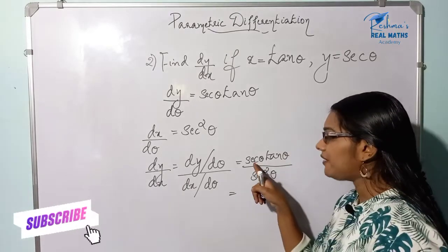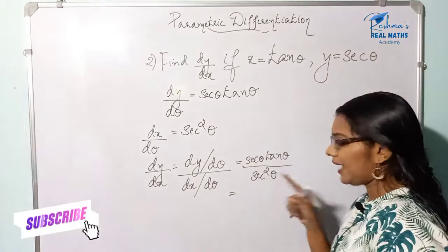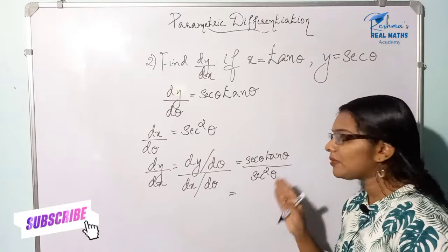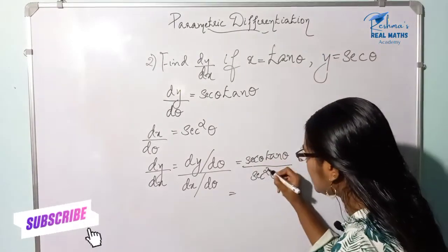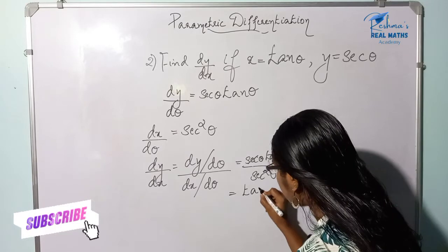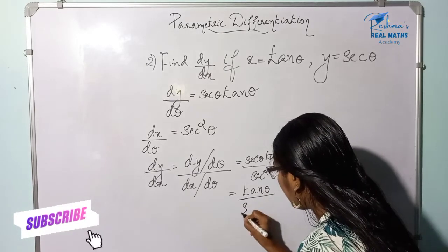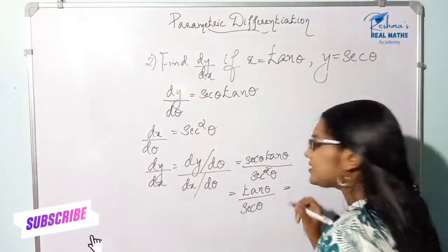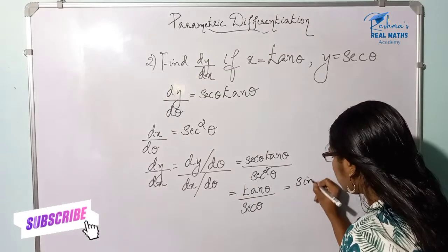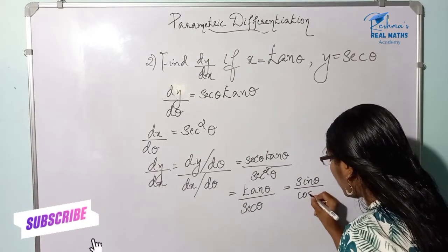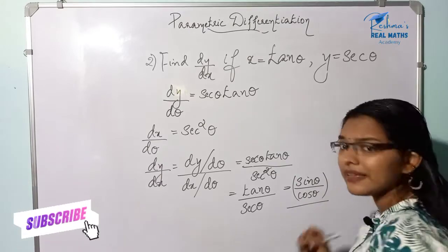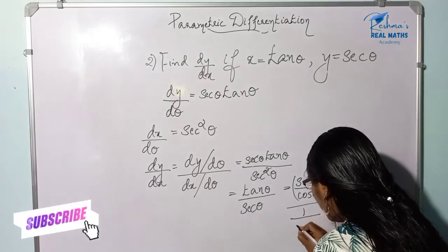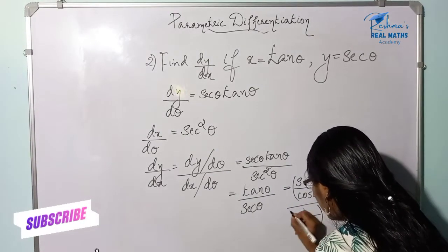Now look here, you have a sec theta in the numerator and a sec square theta in the denominator. So we can cancel out one sec theta from numerator as well as denominator, isn't it? So what will remain? Tan theta by sec theta. We can solve this further, isn't it? How? What is tan theta? Tan theta is sin theta by cos theta. And what is sec theta? Sec theta is a reciprocal of cos theta. So we have to write it as 1 by cos theta, isn't it?